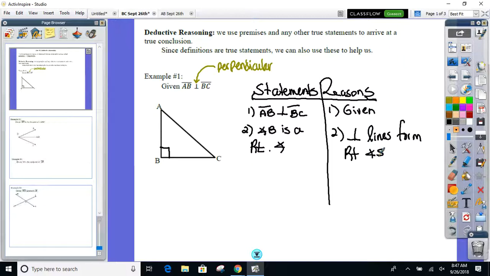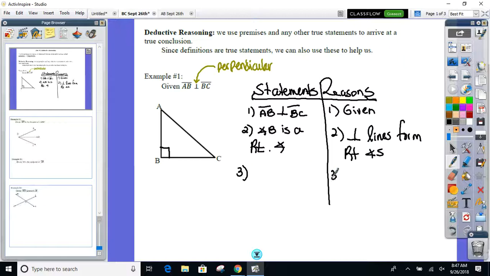All right, is there anything else you want to put up? I'll listen. We know that they're perpendicular. We now know angle B is a right angle. Anything else? Triangle ABC is a right triangle. We could put triangle ABC. Okay, I'll put it up there, sure.